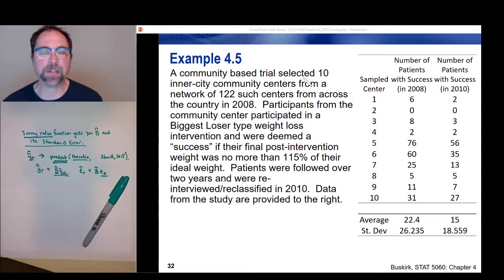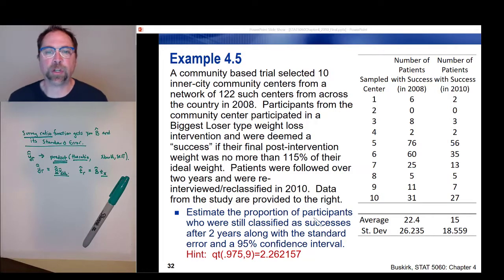Patients were followed over 2 years and were re-interviewed or reclassified in 2010 using the same criterion. And that is, they were a success in 2010 if their 2010 weight was no more than 115% of their ideal weight that they specified for themselves in 2008. So the data are here listed. One thing you'll want to know is we want to estimate the proportion of participants who were still classified as successes after 2 years, along with the standard error and a 95% confidence interval. We'll use this t-distribution value here to create the confidence intervals.